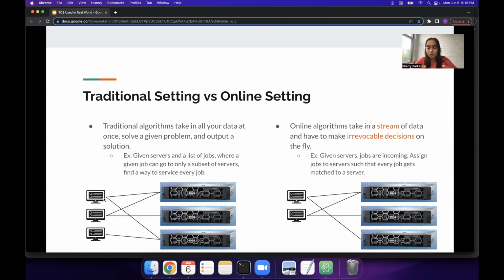So I'm trying to find basically a matching in this graph. In the offline setting, I'm looking for a perfect matching, and in the online setting, I'd like to maintain a perfect matching as jobs come in online. So do people have questions about the setting or the problem?